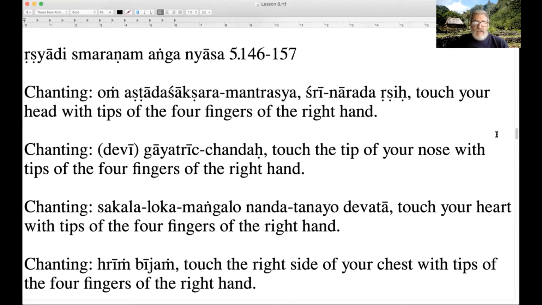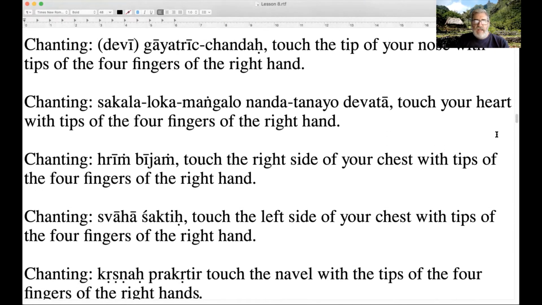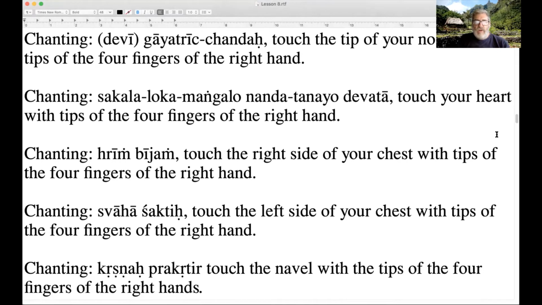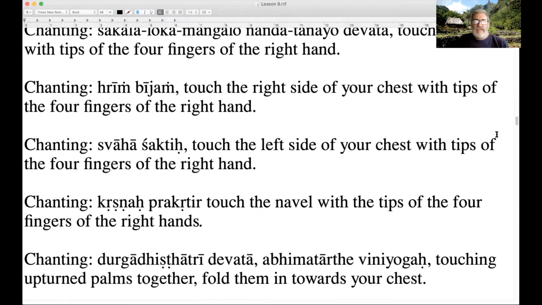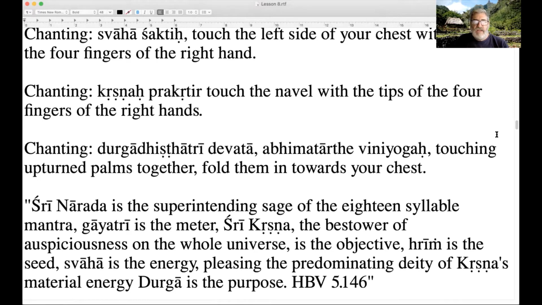So then we have Devi Gayatri Chandaha. So either Gayatri Chandaha or Devi Gayatri Chandaha, touch the tip of the nose or just in front of the tip of the nose with the four fingers of the right hand. Typical mantra nyasa that we did before, but now we're doing it with the Gopal Mantra. Sakala Loka Mangalo Nandatanayo Devata, touch the heart with the four fingers of the right hand. Hrim Bijam, touch the right side of the chest with the tips of the four fingers of the right hand. Swaha Shaktihi, touch the left side of the chest with the tips of the four fingers of the right hand. Krishnaha Prakritihi, right? Touch the navel with the tips of the four fingers of the right hand.